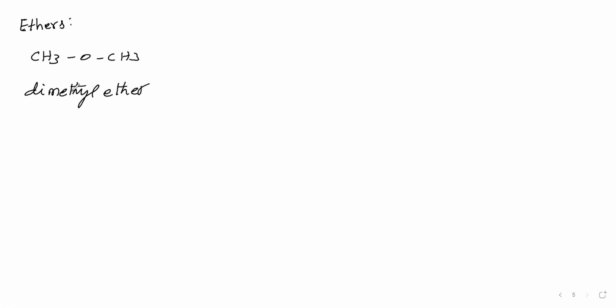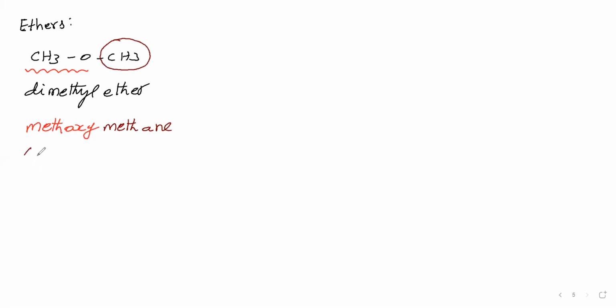IUPAC name. This part we will take. This part contains 1 carbon, therefore meth. This O we will say as oxy. Therefore, CH3O we will call methoxy. Then this we will take as the parent chain. It contains 1 carbon, therefore meth, then ane. Methane. Methoxymethane is the IUPAC name for this one.